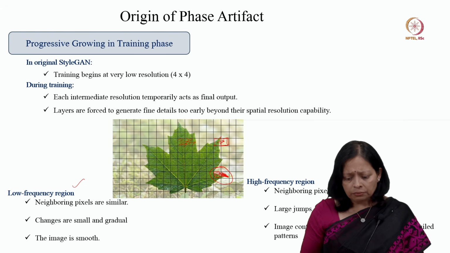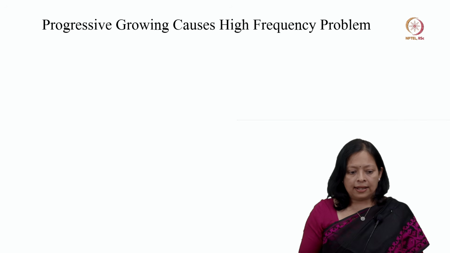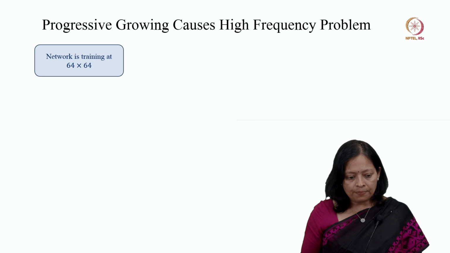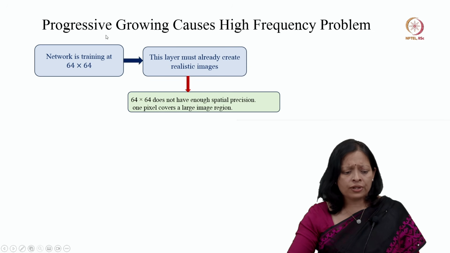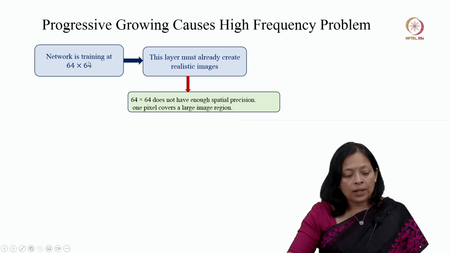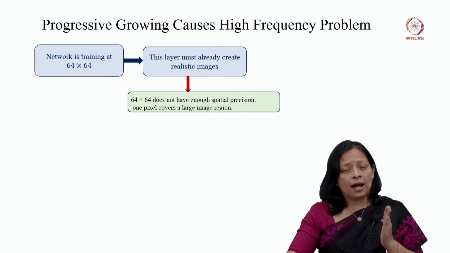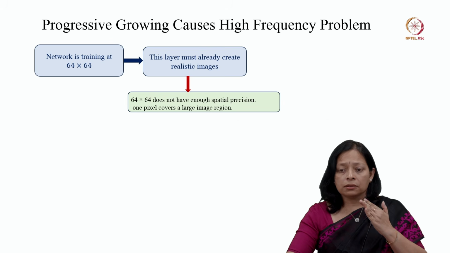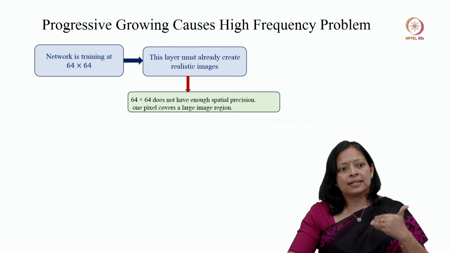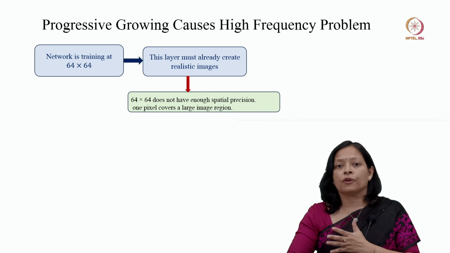Now, why are we talking about high frequency and low frequency regions? We will understand in this slide. Progressive growing causes a high frequency problem. What exactly is meant by this? Suppose we are looking at the training phase, where the network is training at 64 cross 64. Why do I take 64 cross 64? If you remember, in my first or second slide, we said the artifact starts becoming visible from the 64 cross 64 resolution, and then it becomes stronger and stronger with the progressive growing of the resolution.